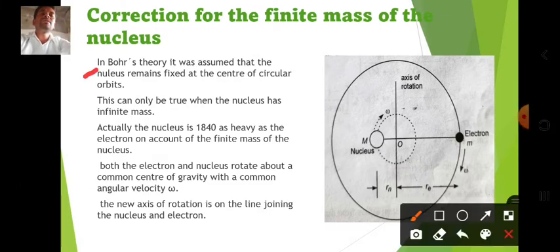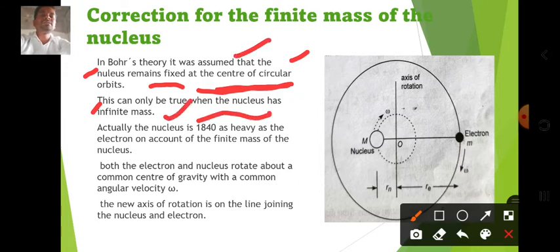In the Bohr theory, it was assumed that the nucleus remains fixed at the center of the circular orbit, right? Circular orbit. But this can only be true when the nucleus has infinite mass. When the nucleus has infinite mass, only then does it stay fixed. It cannot rotate or revolve from that point.